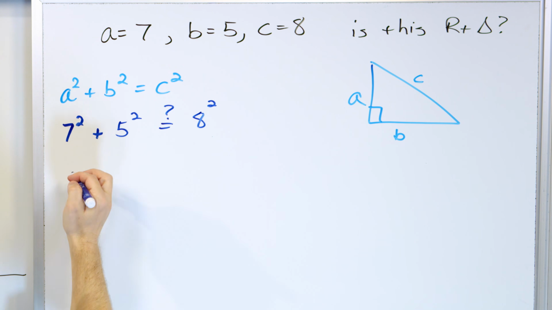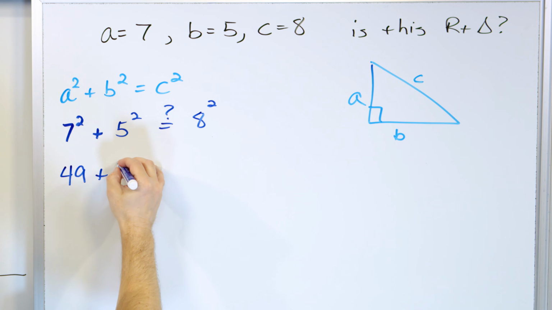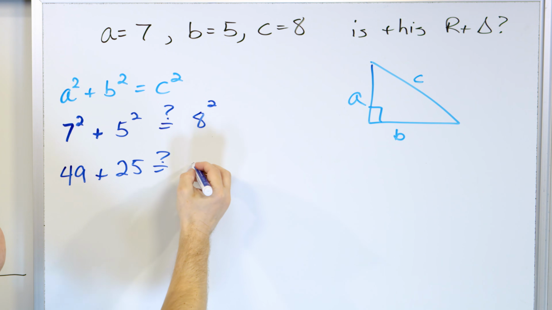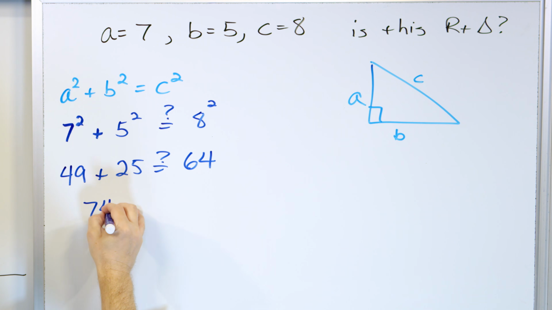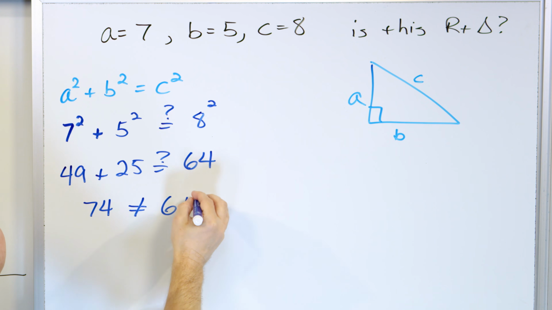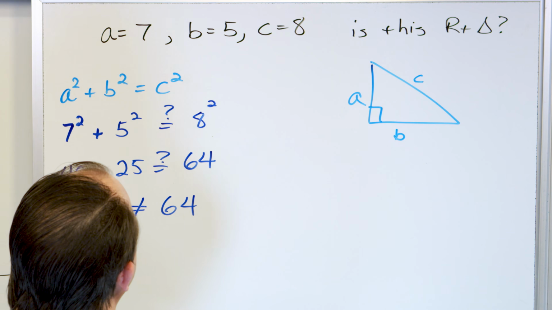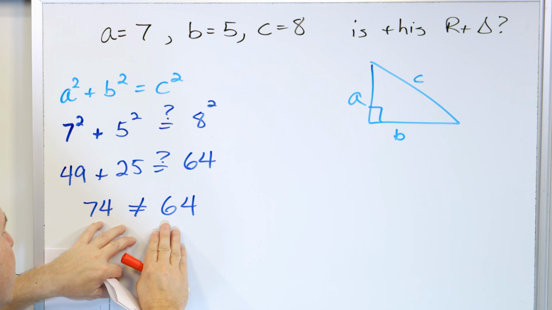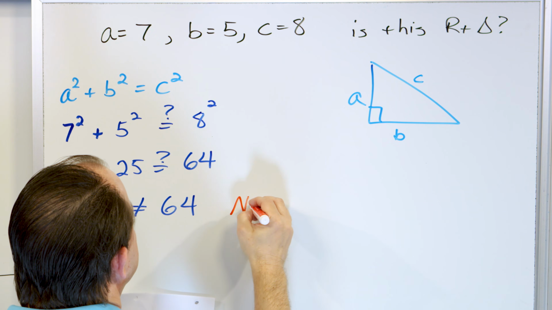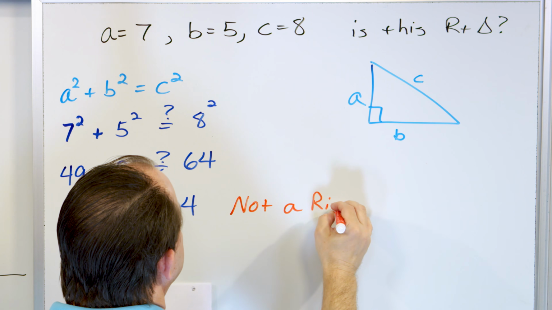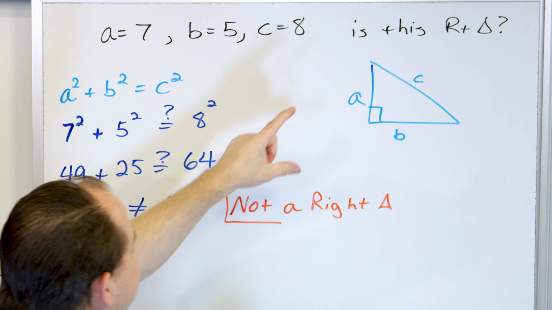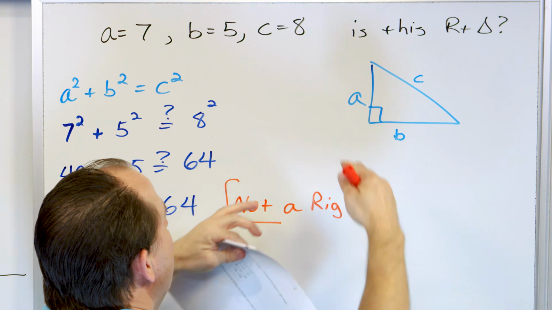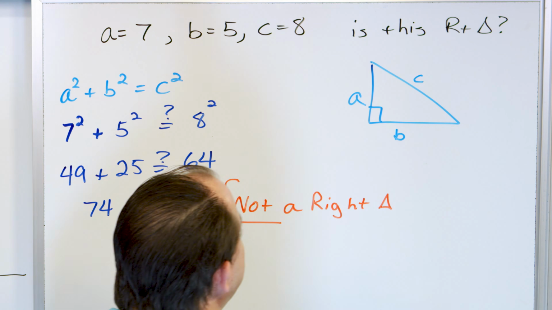All right, so 7 times 7, 49. 5 times 5, 25. And 8 times 8, 64. And when you add these together, you get 74. And this is not equal to 64. So because when we put these values into the Pythagorean theorem, there is no equal sign between the left and the right-hand side, not a right triangle. In other words, if you try to connect A and B and C with these links, you won't be able to close it. It won't form a nice closed shape if you try to do it.